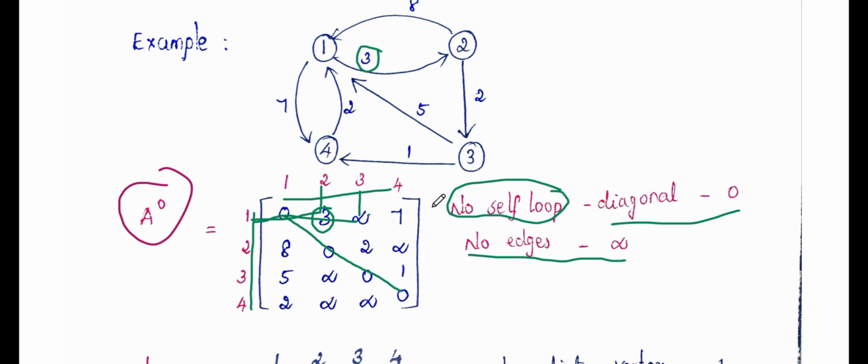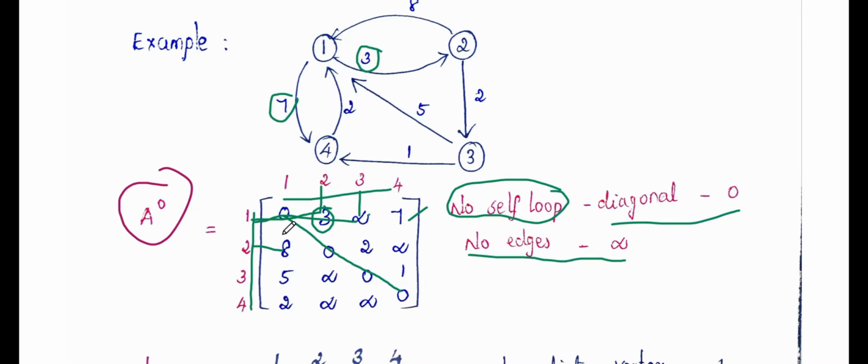Then 1 to 4, based on the direction. So this is a directed graph. These are all applicable only in the directed graph. So 1 to 4, now here an edge is there. So what is the value here? 7. So update this value here.